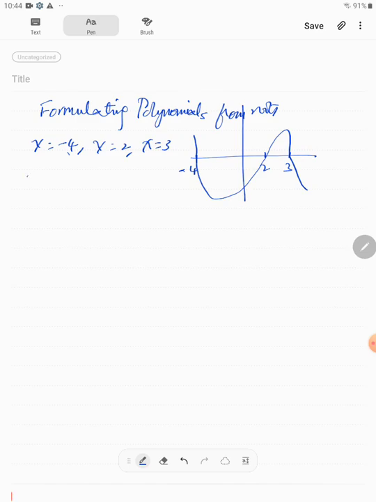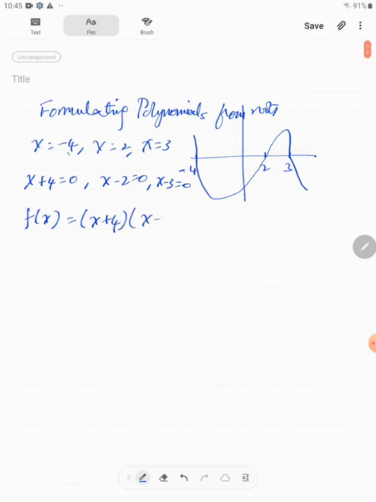So the next step is to make zeros out of each root. So it's x plus 4 is 0, x minus 2 is 0, and the third would be x minus 3 is 0. So all you have to do is multiply them through. So you just multiply the linear factors. So you literally multiply them.